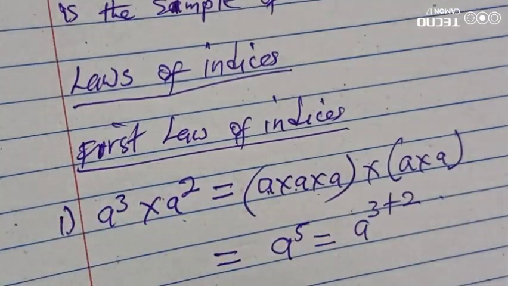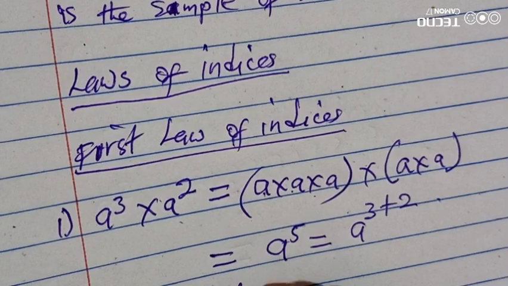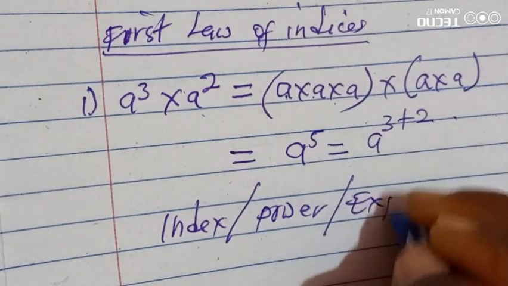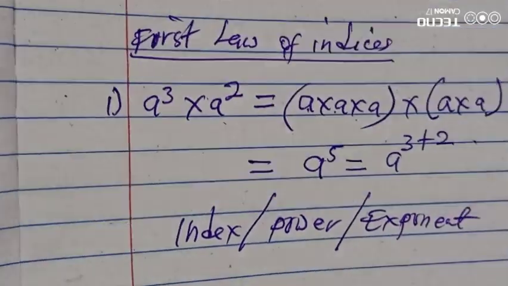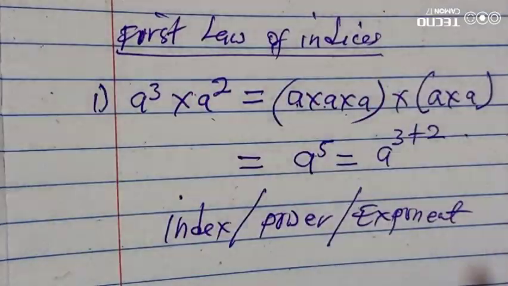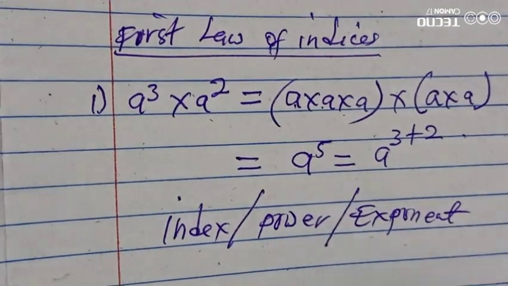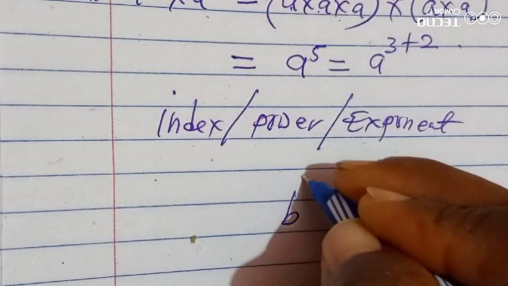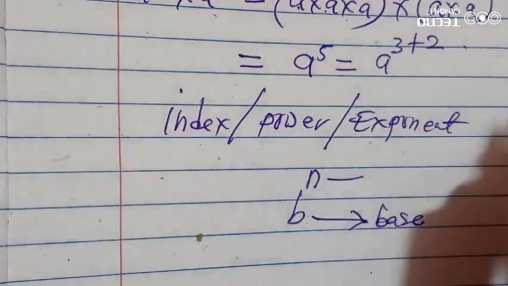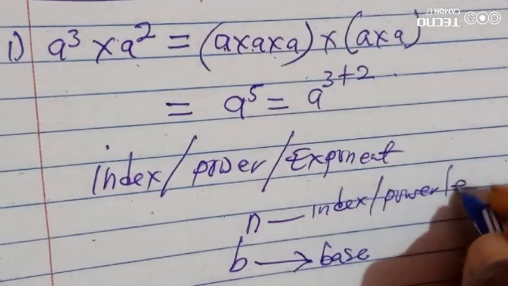For example, another name for index is power. Another name for index is exponent. So the index is seen as the power of this base, it's seen as the exponent. So we know that the bases are the same. This is the base. For example, let's write something like b to the n power. So the b is referred to as our base, and the n is referred to as our index, or our power, or our exponent.